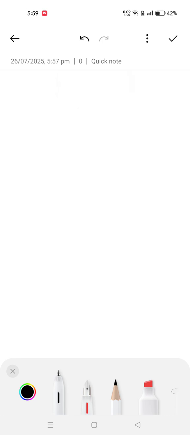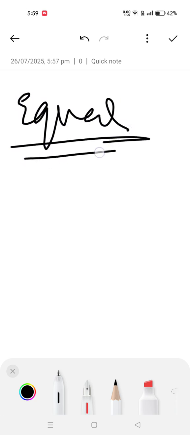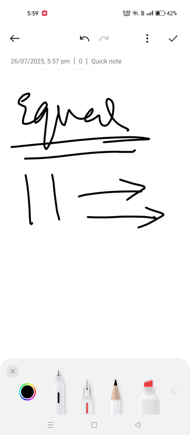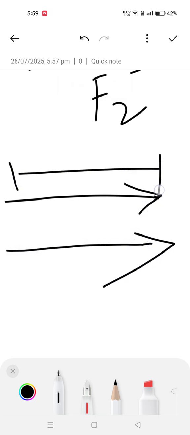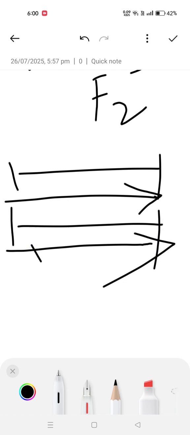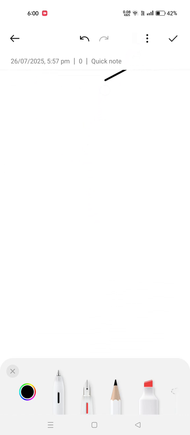Particularly, we have equal vectors, parallel vectors, anti-parallel vectors, and so on. Equal vectors: two vectors are said to be equal when they have the same magnitude, same direction, and same physical quantity. Suppose this is force, this is F2, this is F1. So these are examples of two equal vectors: same magnitude, same direction, and same physical quantities.